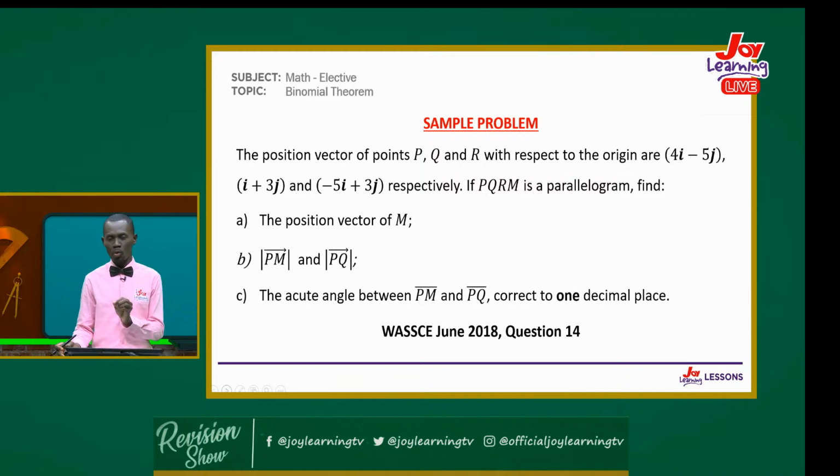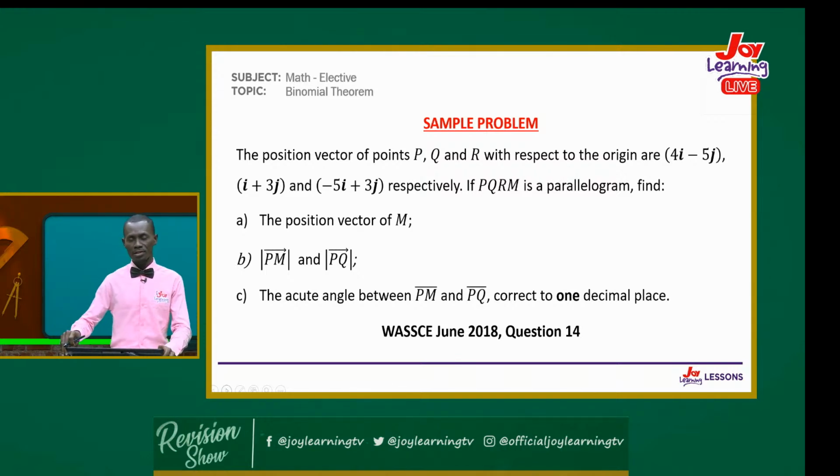So you need to know what a position vector is. And it says it is with respect to the origin. Well, they are giving us 4i minus 5j, i plus 3j, and negative 5i plus 3j. What do we mean by the i and the j, and why is it written that way? It goes further to say, if PQRM forms or is a parallelogram, why that plane figure?